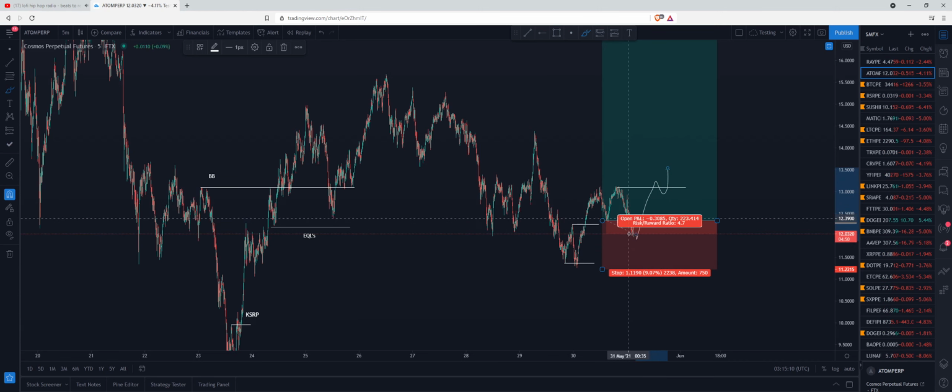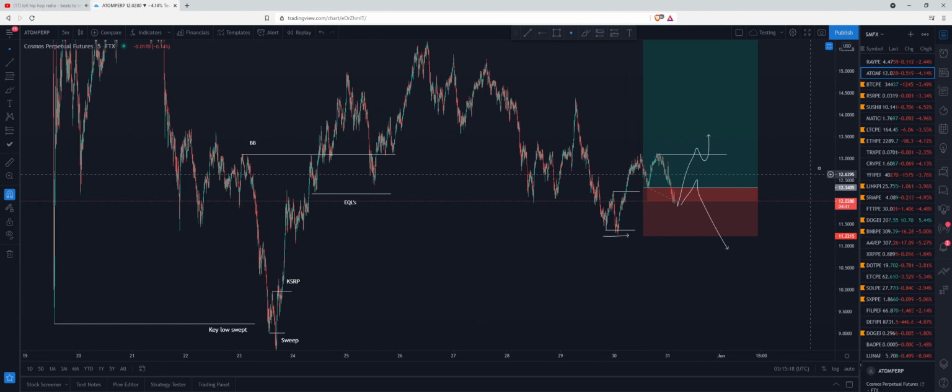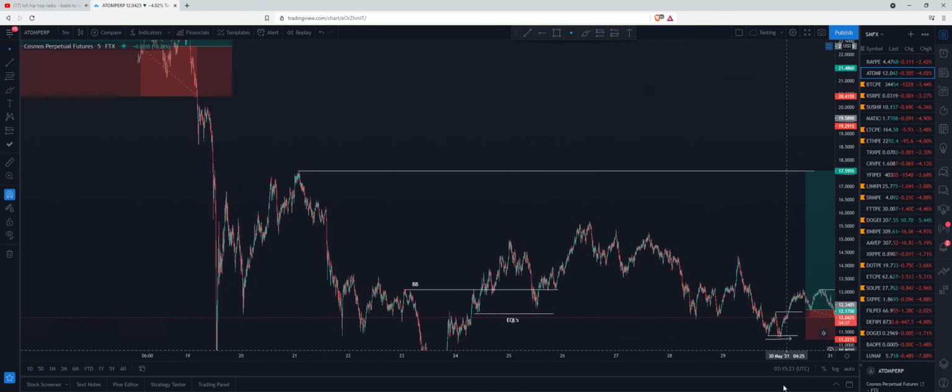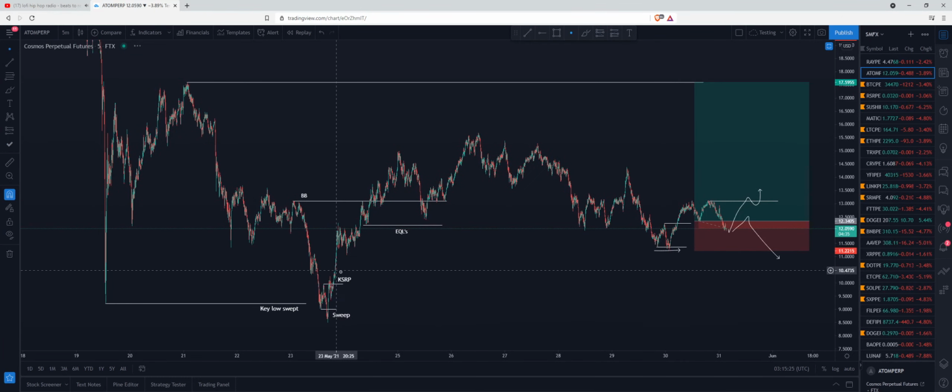But I'm doubtful. I think the more likely scenario is a small retrace followed by a break below this low. Ideally, for the higher time frame structure to even have any kind of strength, I would like this low to stay intact. I don't really want this low to be swept.